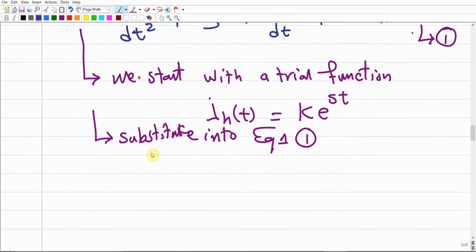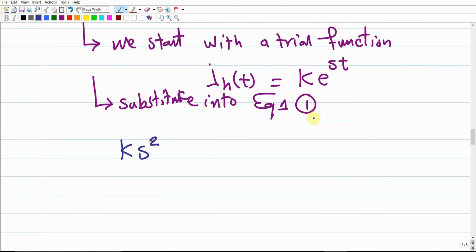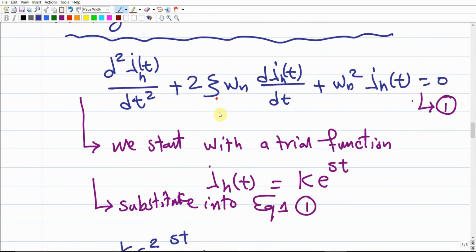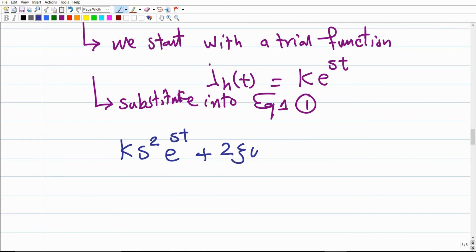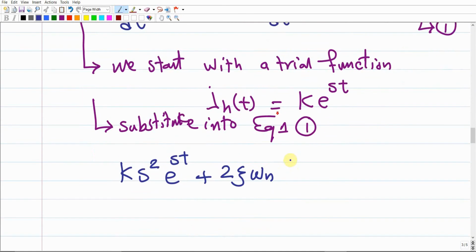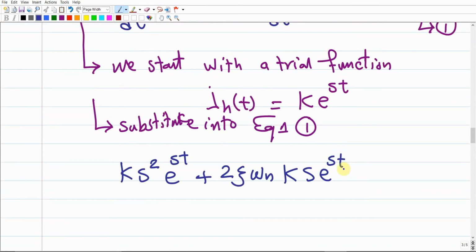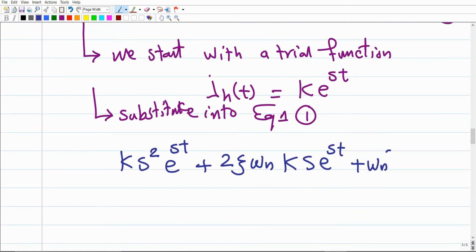This second time derivative is going to give us K S squared. The derivative, this K is constant. The second derivative of e to the S t gives us S squared e to the S t. This is an exponential function, right? And this plus 2 xi omega n, which is just a constant, times di by dt, the first derivative of this function, gives us K S e to the S t, plus omega n squared times i, which is just K e to the S t, equals 0. As you can see, this exponential term can be cancelled with this exponential term, can be cancelled here.